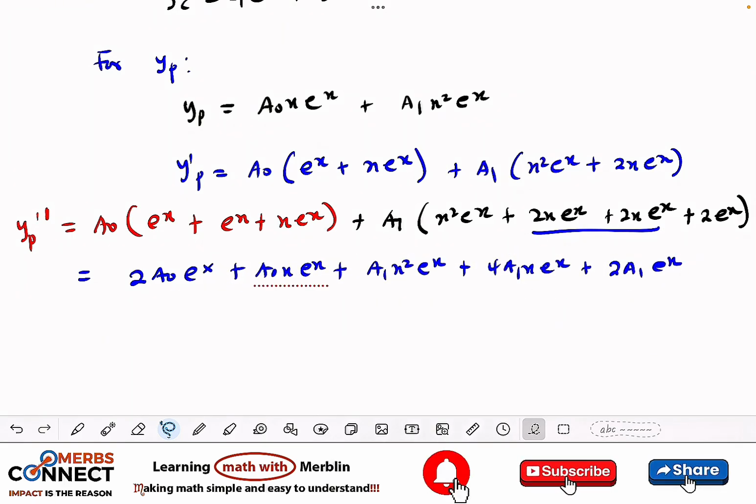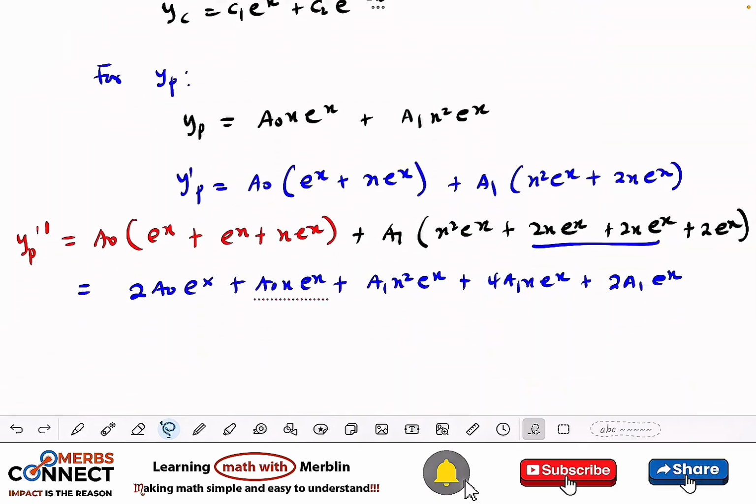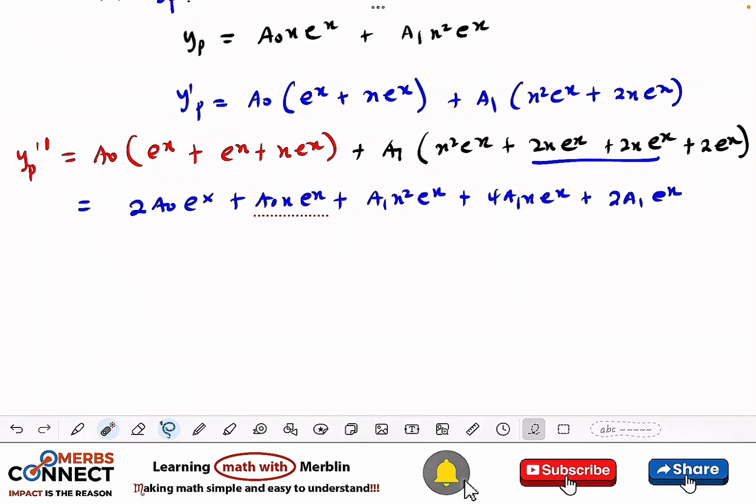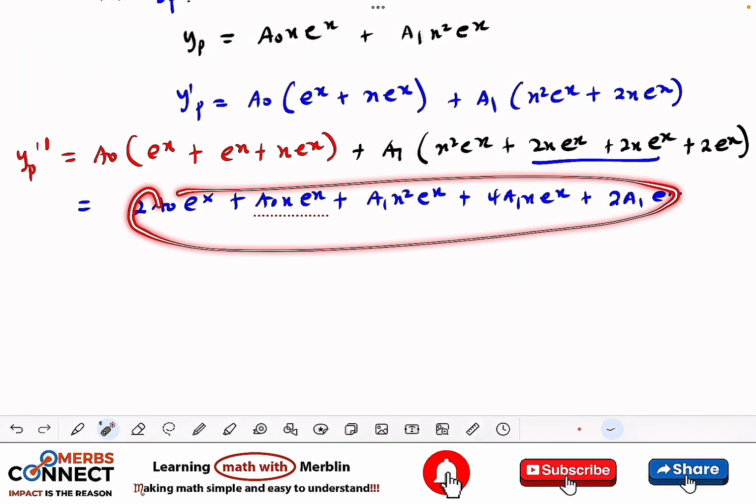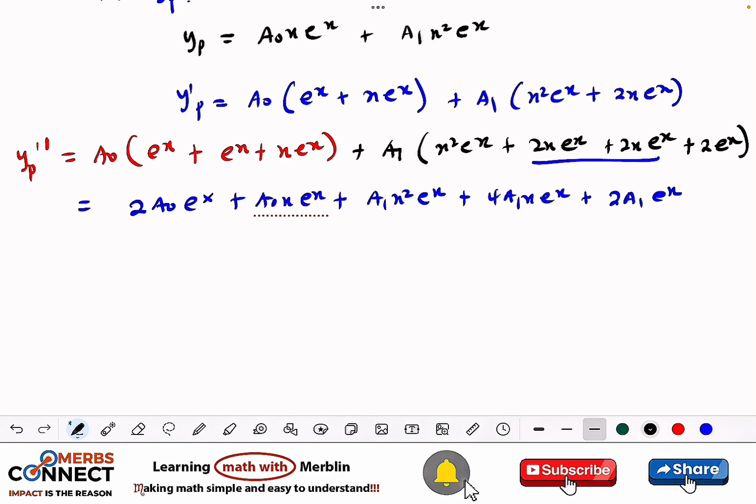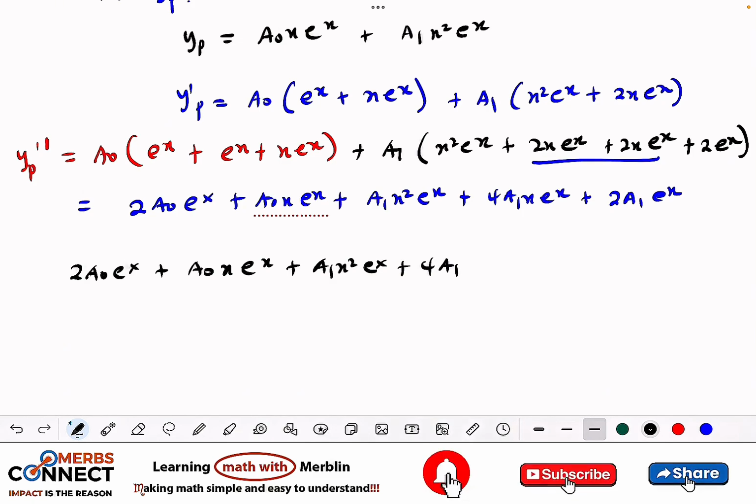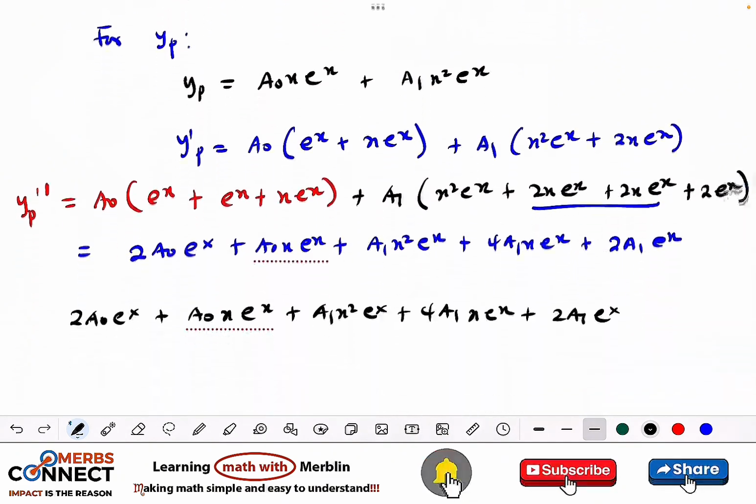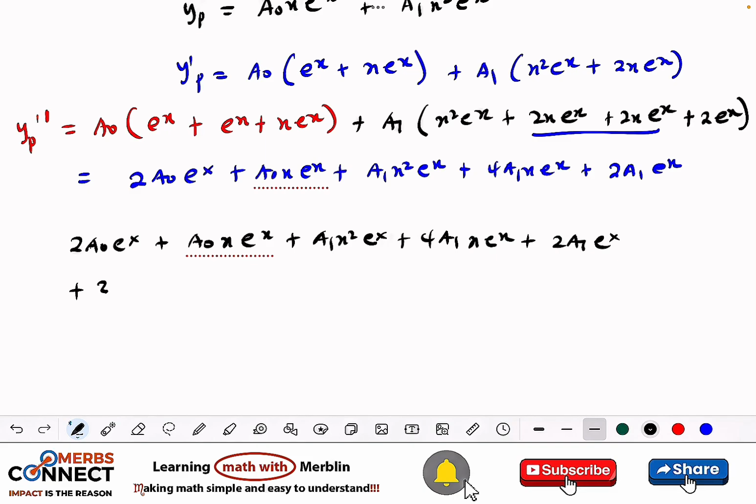Then I can substitute them inside this. So let me write y prime prime is equal to the whole of this. So I'm going to have 2a naught e to the power x plus a naught x e to the power x plus a1 x squared plus 4a1 x e to the power x plus 2a1 e to the power x, then plus 3 times y prime.